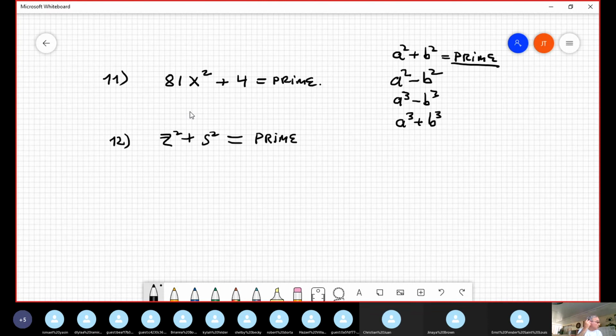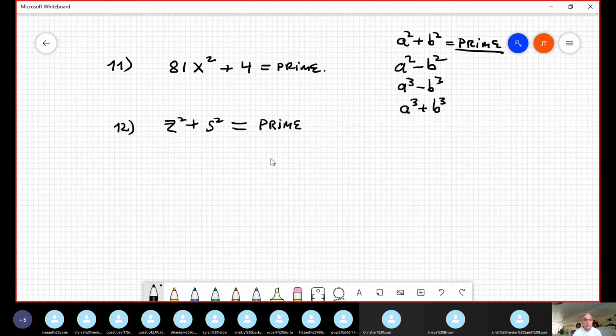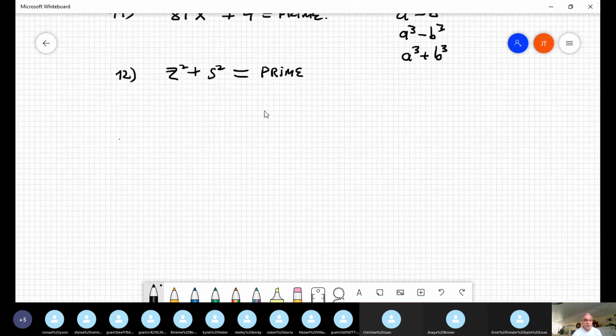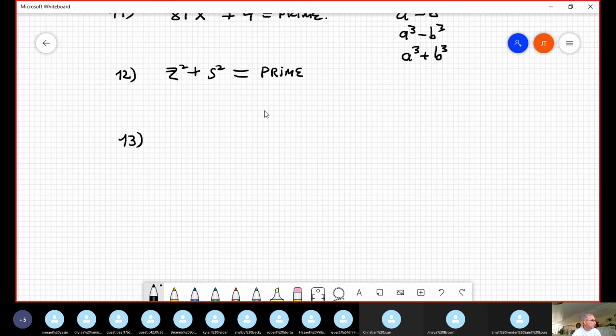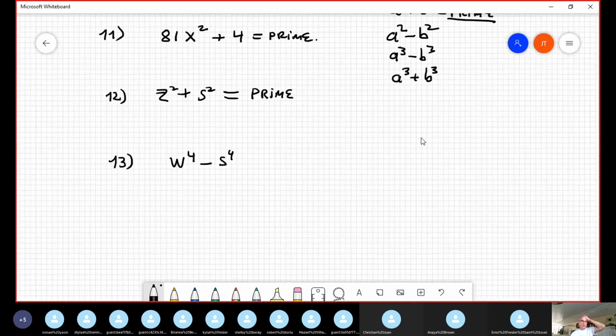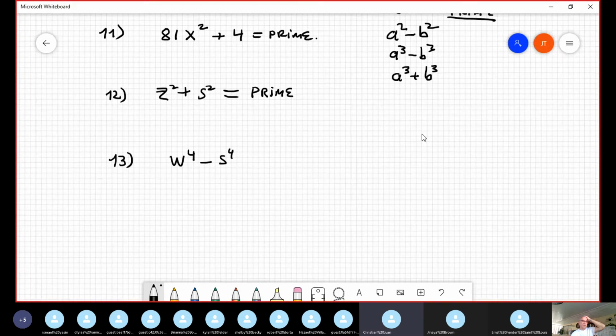Now, if it's minus, it's completely different, like number 13. I selected this problem randomly: w to the 4 minus x to the 4 power. What do you consider as the classification of this binomial? Is it a difference of squares, difference of cubes, or sum of cubes? Difference of squares, because it's the 4th power.